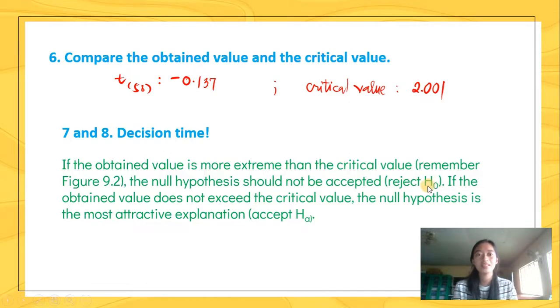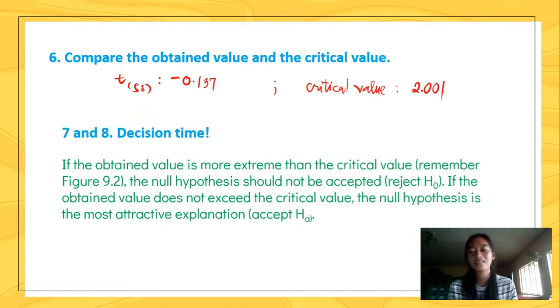So that means we have evidence to reject the null. If the obtained value does not exceed the critical value, the null hypothesis is the most attractive explanation for the difference. So the null hypothesis says there is no significant difference if you do not exceed it. That means we are not really going to accept HA.